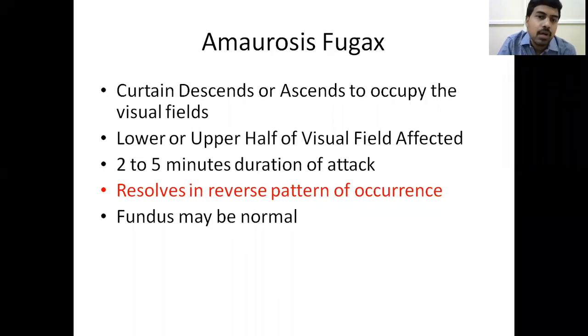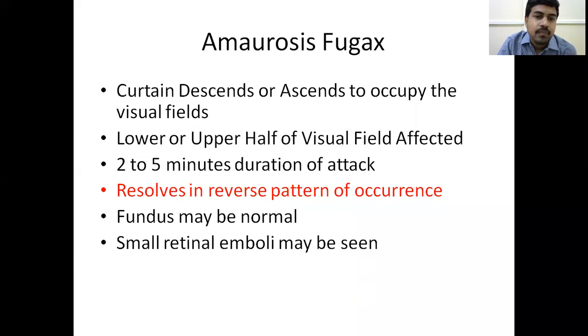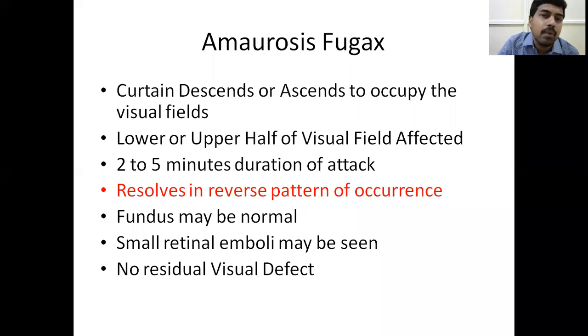In the initial stages, the fundus will be normal because only the retinal circulation is reduced, and you can initially see a few retinal emboli. Small retinal emboli may be seen in some cases, and there is no residual visual defect. Again, the vision comes back to normal. That is the problem. If the vision defect is persistent, the patient will go to a doctor, at least to an ophthalmologist. But here the patient won't have any residual visual defect, so the patient thinks it is normal, due to some fall in blood pressure or something.